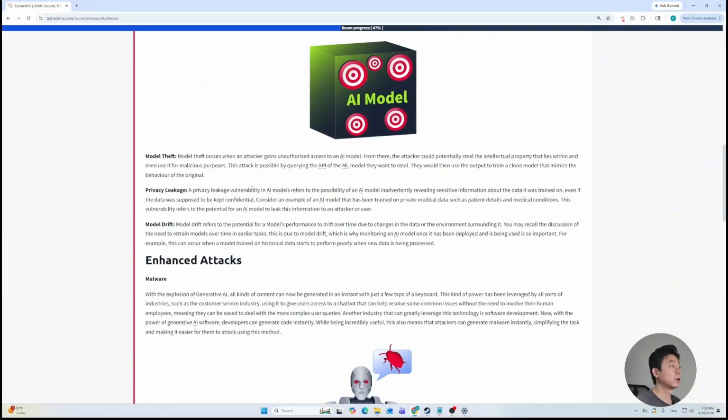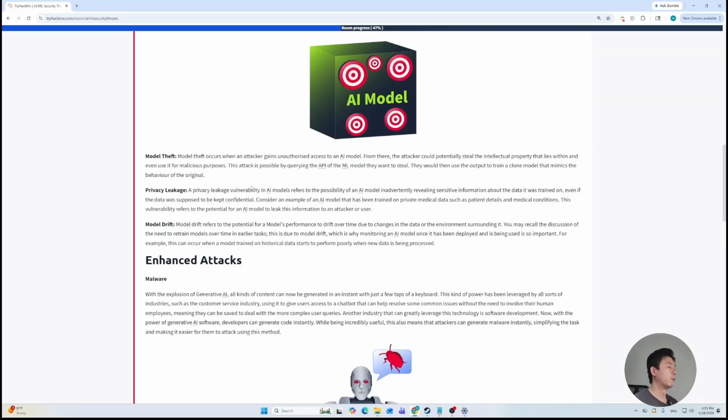Privacy leakage. A privacy leakage vulnerability refers to the possibility of an AI model inadvertently revealing sensitive information about the data it was trained on, even if the data was supposed to be kept confidential. Consider an example of an AI model that has been trained on private medical data such as patient details and medical conditions. These vulnerabilities refer to the potential of an AI model to leak information to attackers or users.